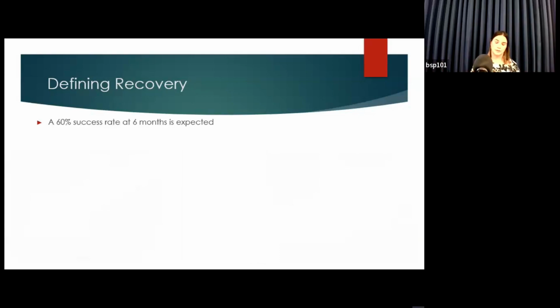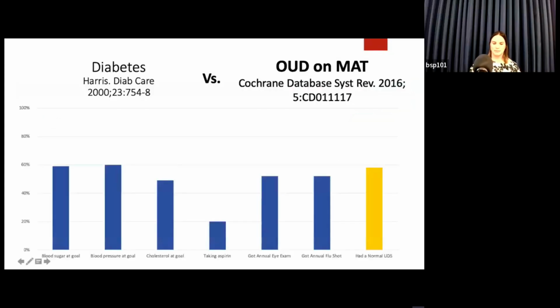For opiate use disorder specifically, a 60% success rate at 6 months, meaning negative urine drug screens at 6 months, is considered successful. You're like, that sounds low, but let's look at our other chronic conditions. How well are we doing with those? People with diabetes having good blood sugar control, we're around 60%. Blood pressure control, around 60%. So holding somebody with a substance use disorder to a higher standard than we do our other chronic conditions is not fair. Recognizing that not everyone's going to be successful on their first try, not everyone's going to remain successful long-term, and that it's a chronic condition that we're working on is really important.